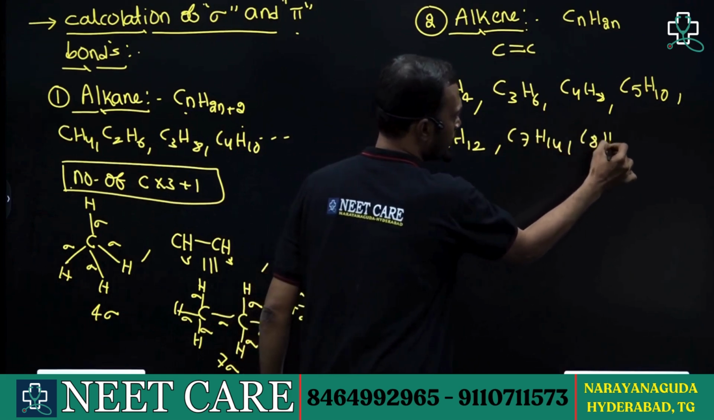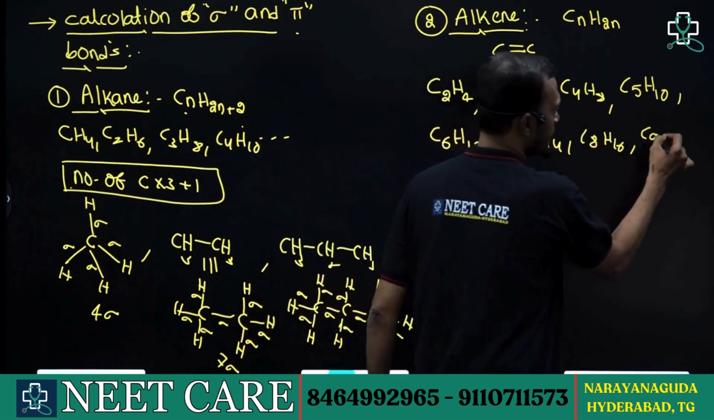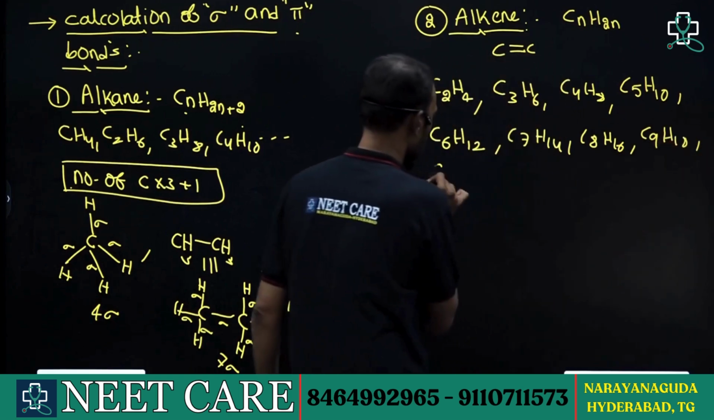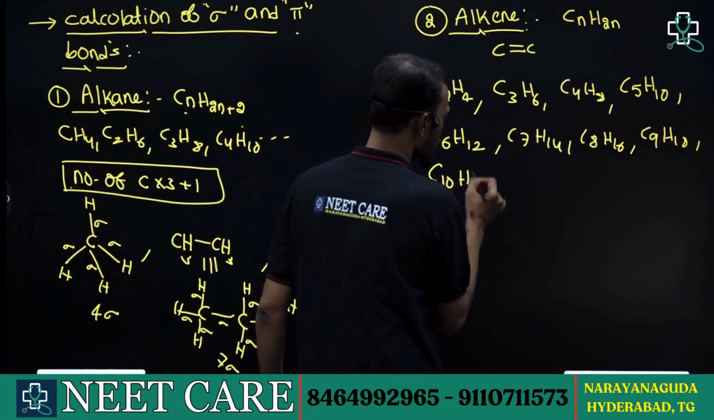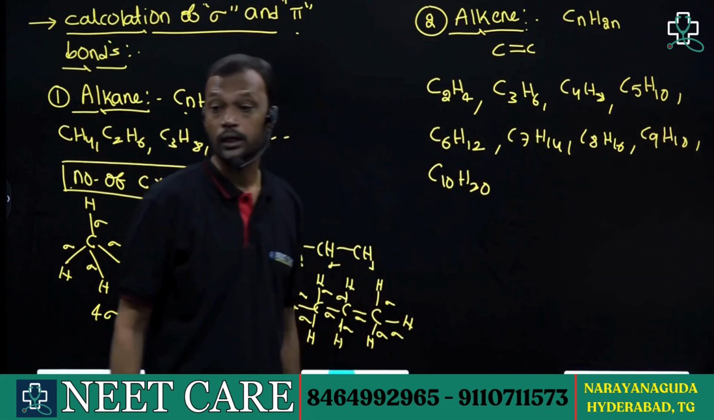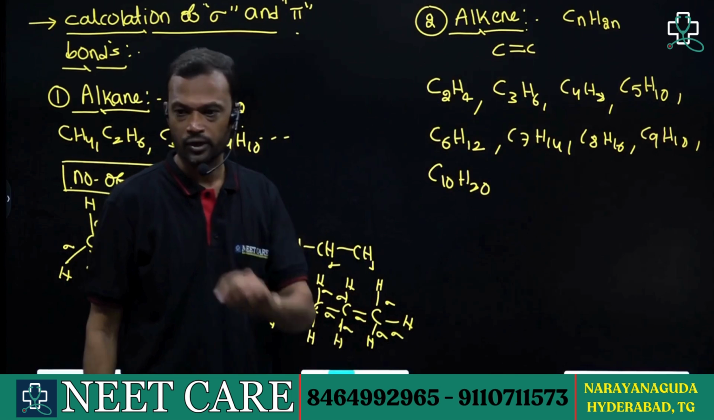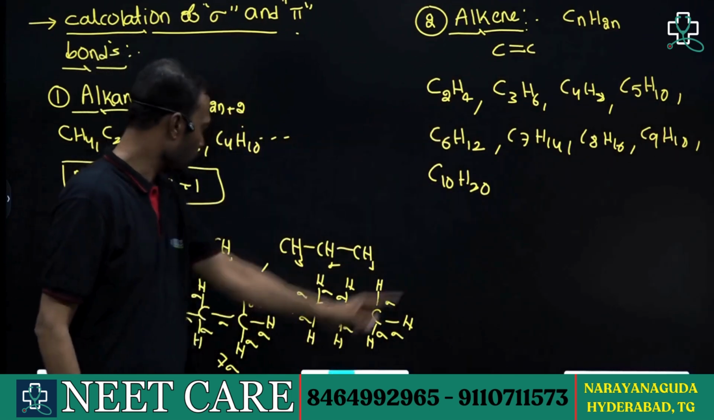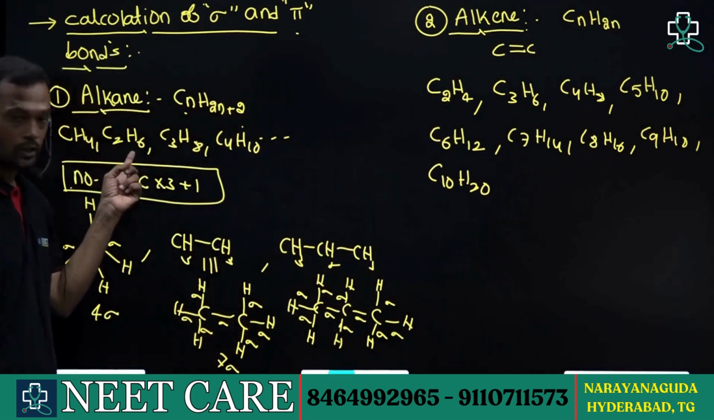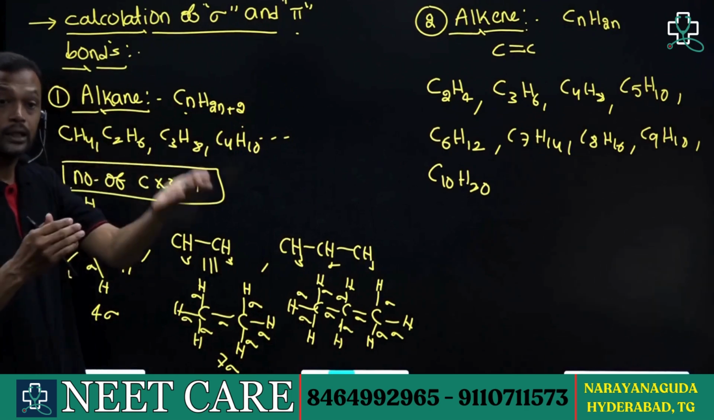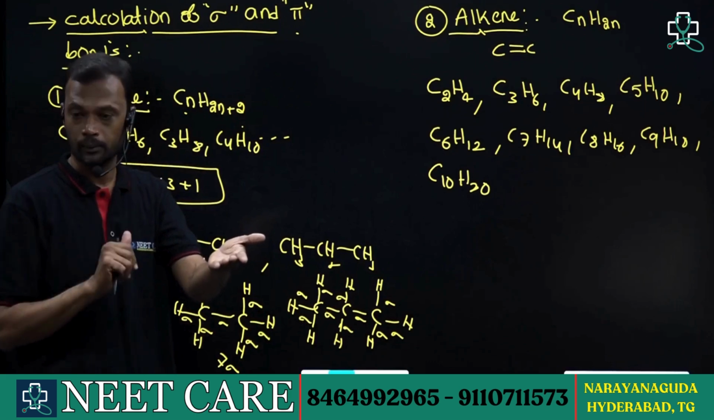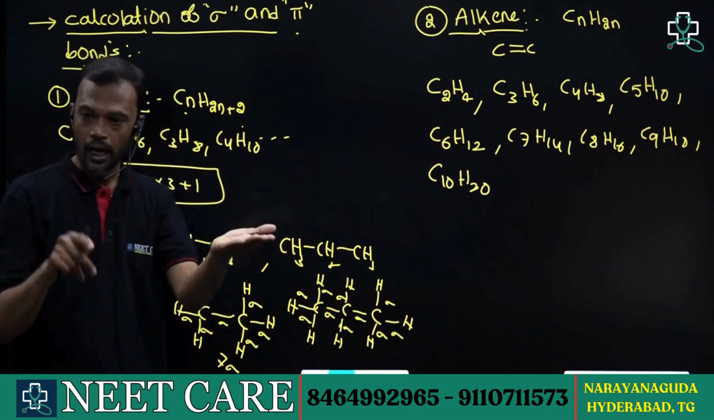C7H14. C18H16. Then C9H18. Suppose if C10 is there, then what about next? C20. These all are called alkene. Very easy to identify. See the difference. C2H4 and what is this? C2H6. Double the carbon number, add plus 2. That is alkane.